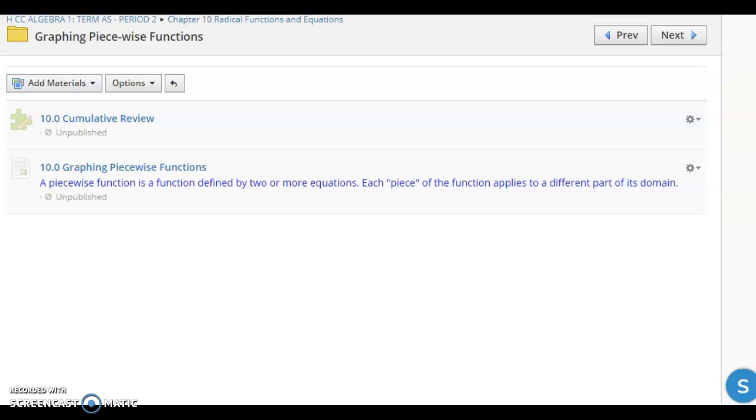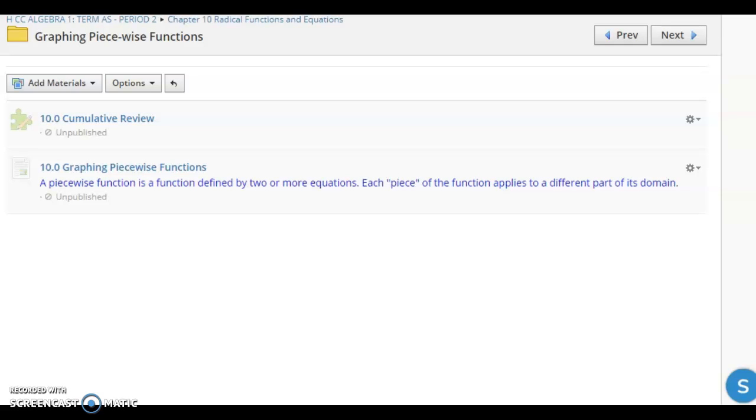This week, we will begin the last chapter that we will study for Algebra 1B. And we're going to begin this chapter by looking at some functions that are somewhat different from linear and quadratics that we talked about before. We will begin this folder by looking at piecewise functions.